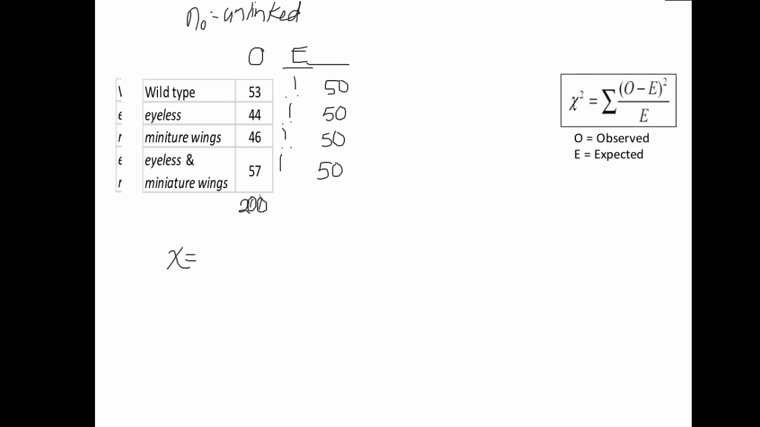To calculate chi-squared, we need to add up the sum of the observed minus expected squared divided by expected for every class. So for the wild-type class, our observed is 53 minus 50 expected if it was independent assortment of 2 unlinked genes, divided by 50. For the eyeless phenotypic class, it would be 44 minus 50 squared, divided by 50.